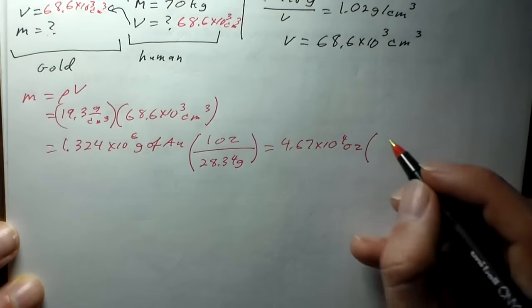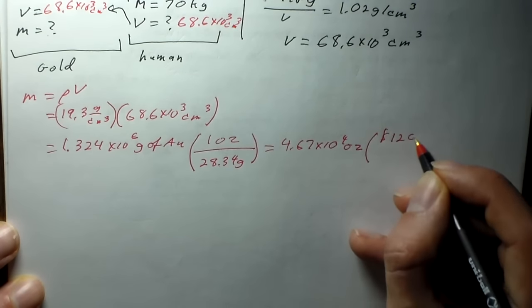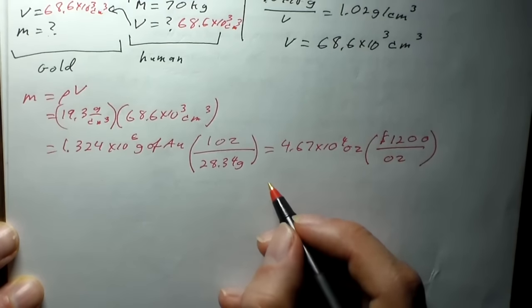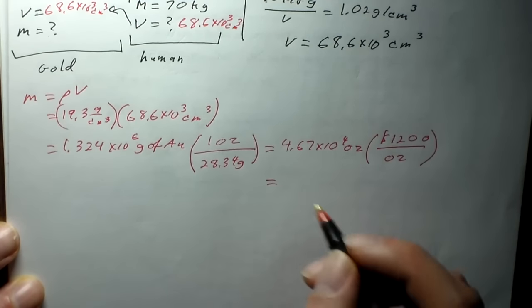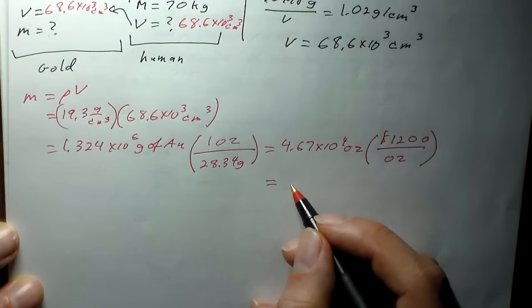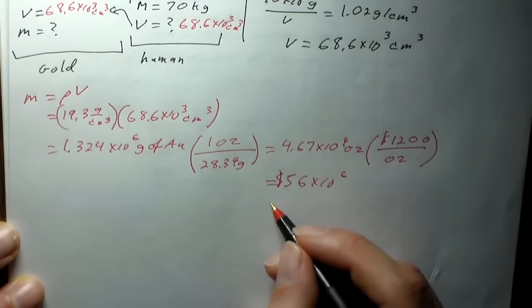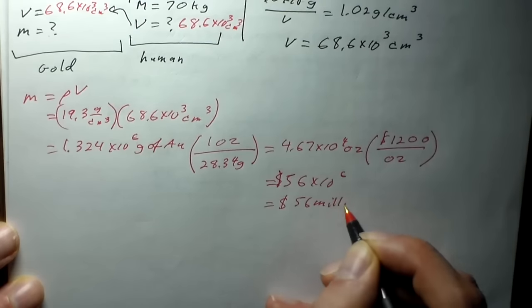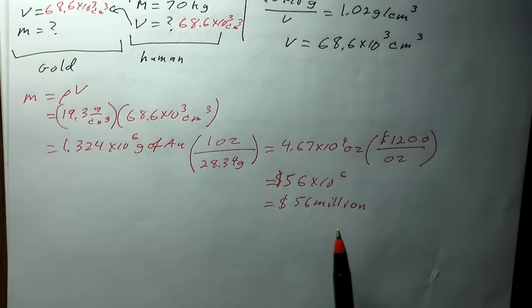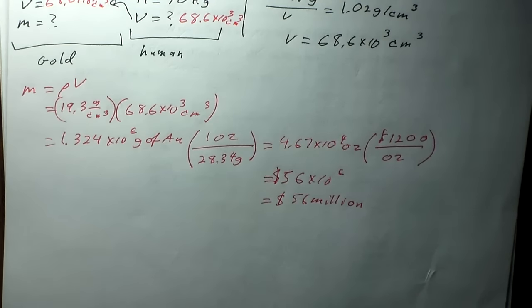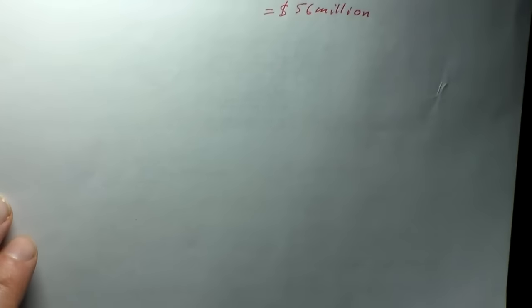But we want to know the price, and the approximate price is about $1,200 per ounce of gold. So if you multiply these two numbers out, we're going to wind up here with 56 times 10 to the sixth dollars, or basically 56 million. If you want to build a solid gold statue of yourself, life size, it's going to cost you about $56 million.